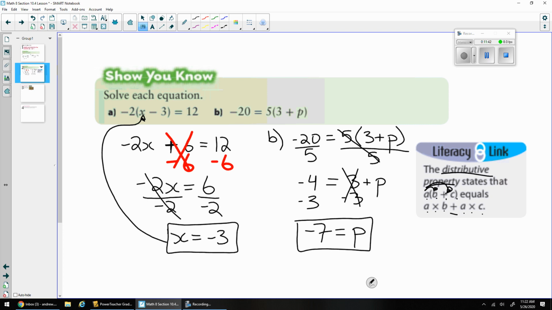So there's my answer. And I can double check, put that back in. So if p was negative 7 instead, negative 7 plus 3, or 3 plus negative 7, is negative 4. And then if what is in the brackets there was negative 4 times 5, negative 4 times 5 is negative 20. So that is the correct answer. Okay, so two ways you can do it with brackets. Either use the distributive property and multiply your coefficient there into the brackets by both parts, or just divide first.